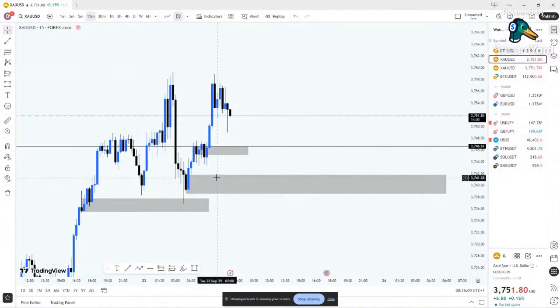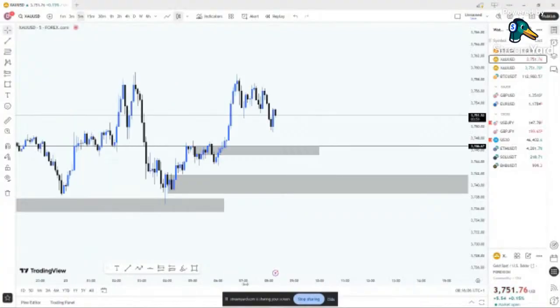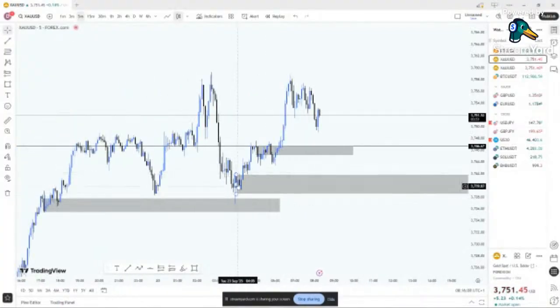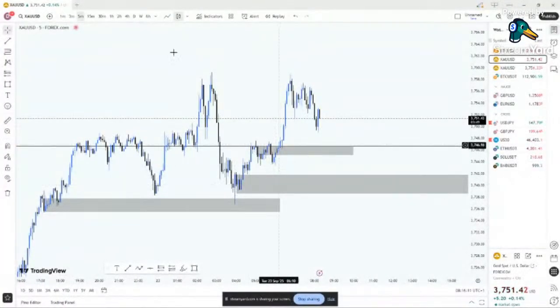Right. So on the 15-minute time frame now is a breaker. This one is an order block. Then if it's not clear to you, you can go to the 5 minutes time frame, and you can see how clear it is. An order block, then a breaker block.